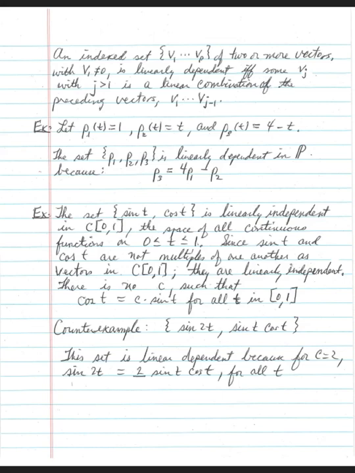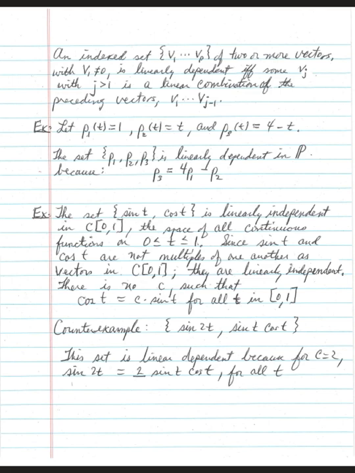An indexed set v1 through vp of two or more vectors, with v1 not equal to the zero vector, is linearly dependent if and only if some v sub j, with j greater than 1, is a linear combination of the preceding vectors. Let's look at an example to reinforce this statement.